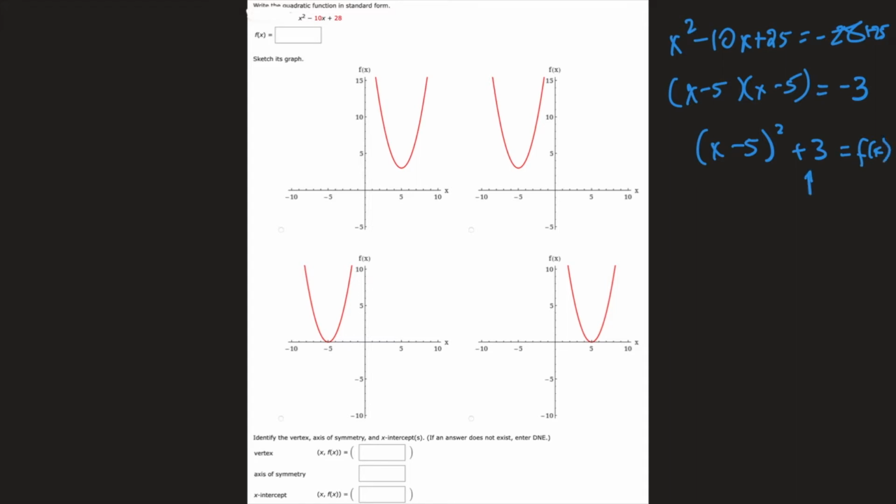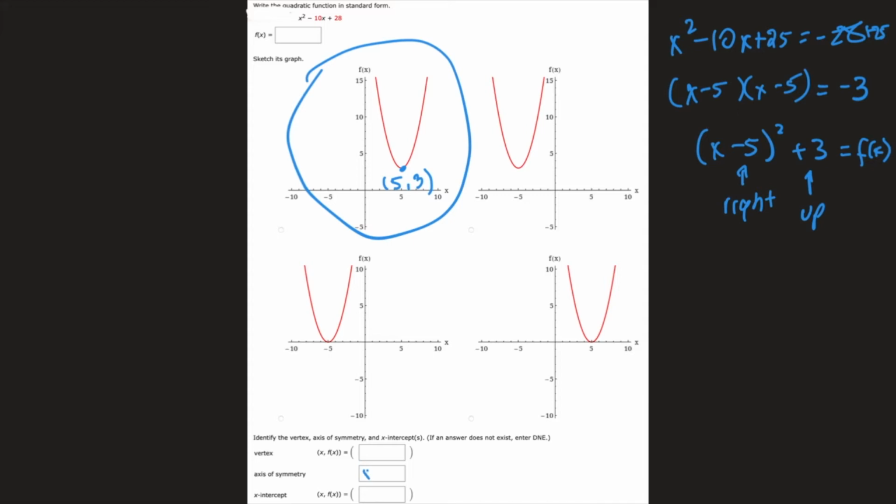Again, the two transformations that occur here are up and to the right, which gives me this graph. Notice the vertex of this function occurs at 5, 3.